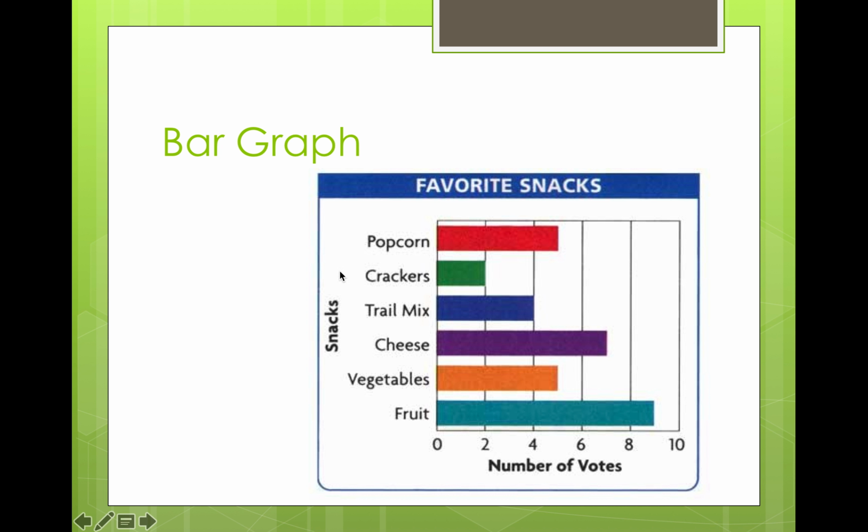Notice I'm still labeling everything. I'm telling you what these words mean. They're the snacks. And over here, these numbers mean the number of votes. So 9 people chose fruit and 2 people chose crackers.